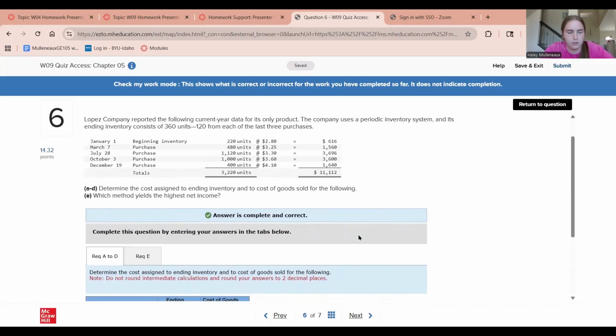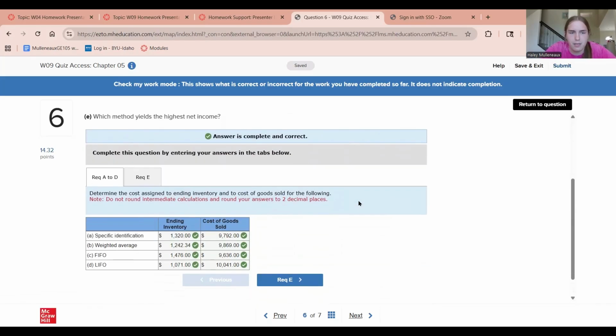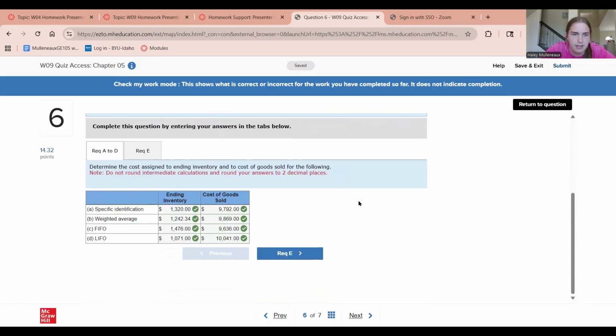And then to find the cost of goods sold, we again do the same thing here. We do 11,112 and we subtract the ending inventory. So 11,112 minus 1,242.34. That adds up to equal 9,869.